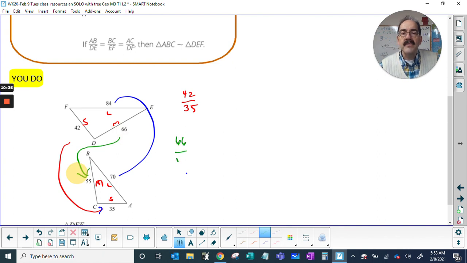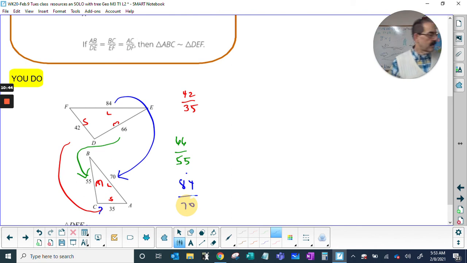66 to 55, and 84 to 70. Grab your calculator, do a little math. If we can show that each one is exactly the same, we win. So we got 1.2, 1.2, and 1.2.